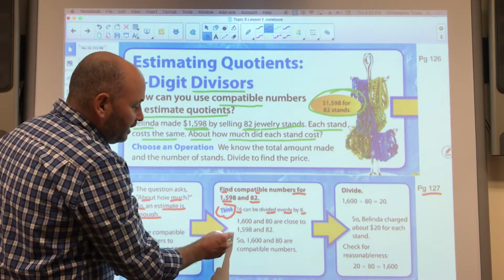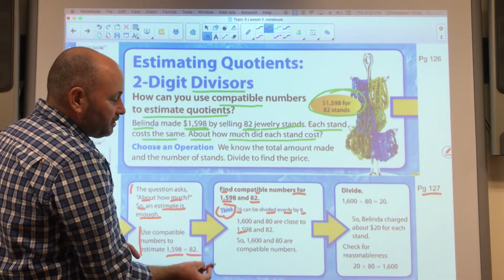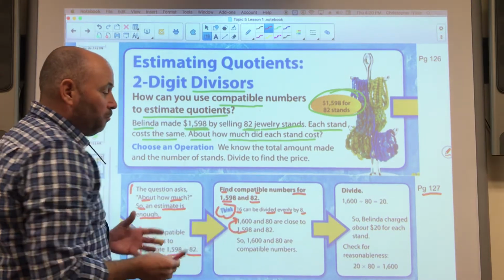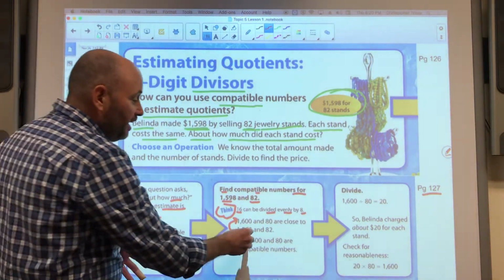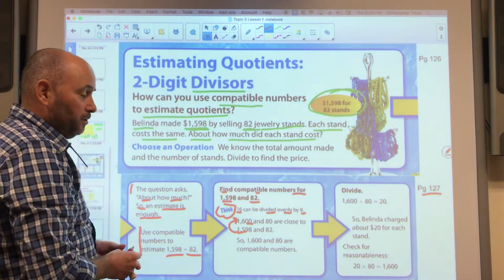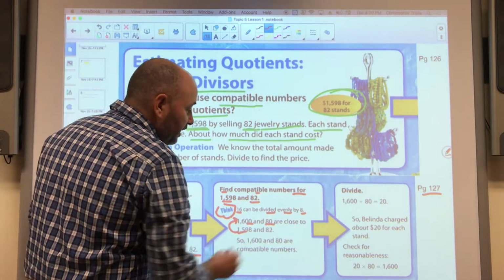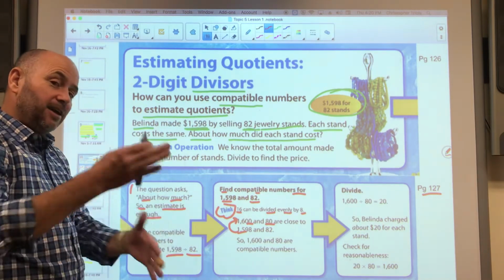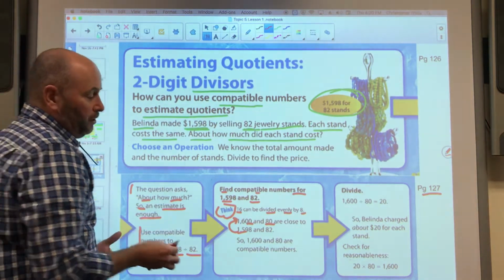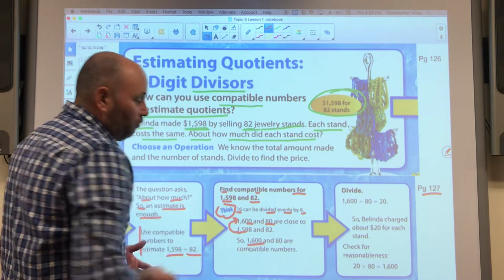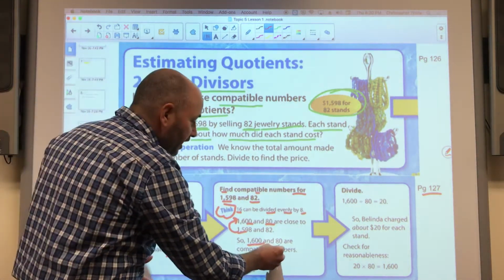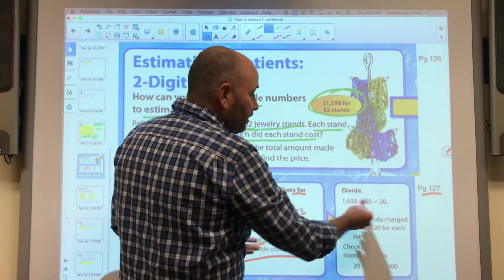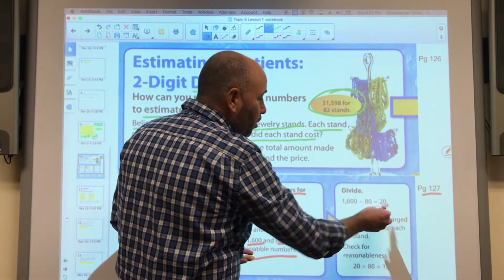Notice that they have taken the first two digits of 1,598 and turned them from 1 and 5 into 16 and then created those zeros. Then they took the 82 and rounded it to 80. So you can see how they came about getting their compatible numbers. So 1,600 and 80 are compatible numbers.